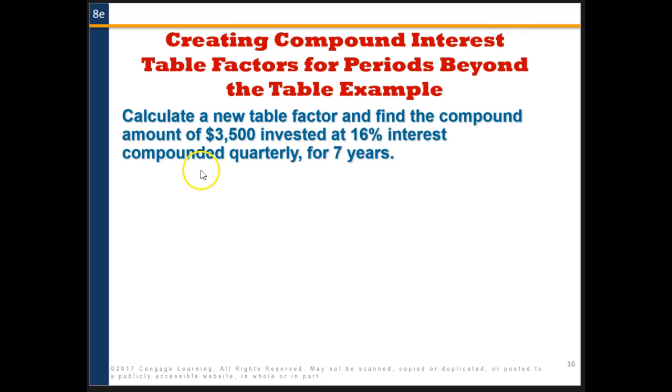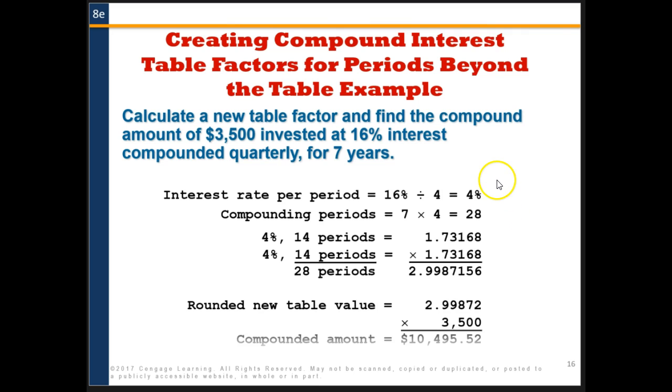So it says calculate a new table factor and find the compound amount of $3,500 invested at 16% interest compounded quarterly for 7 years. So if you look at our table on page 345, you'll see that we don't have enough periods listed on this table to solve it. So this is what to do if your info is not on the table. It's how to break it down.